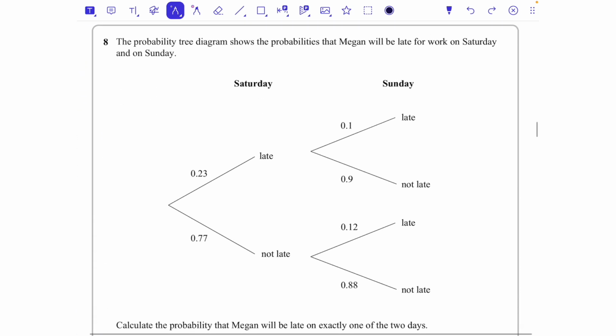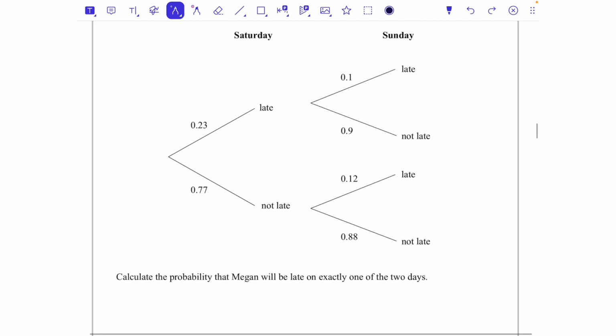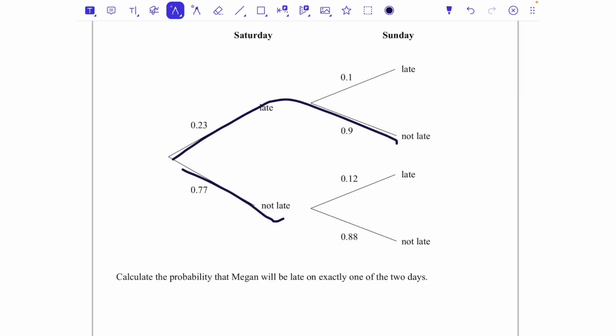The probability tree diagram shows the probabilities that Megan will be late for work on Saturday and on Sunday. Calculate the probability that Megan will be late on exactly one of the 2 days. So we don't mind if Megan is late on Saturday, but then she has to be not late on Sunday. Or she can be not late on Saturday and late on Sunday. So we only want her to be late on one of the days. With a probability tree, we are multiplying along the branches and then adding them up at the end.